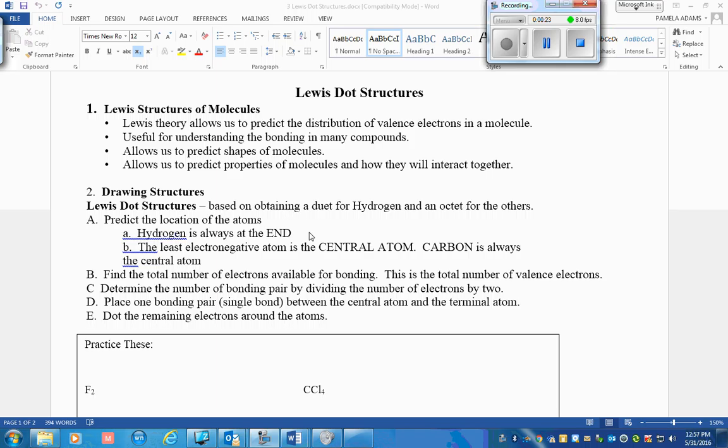It only has a 1s subshell, and it can only take 2 electrons in that subshell, so it can only share 1 other electron. The least electronegative atom is the central atom, generally. Carbon is always the central atom.